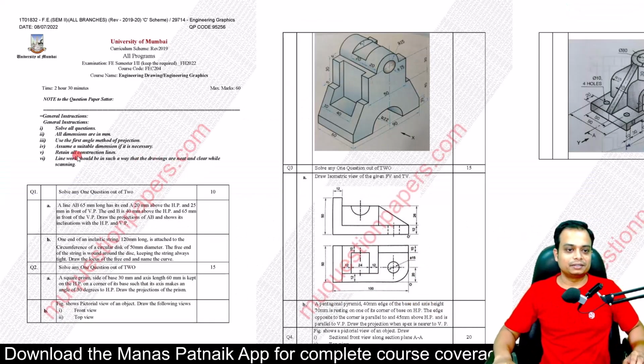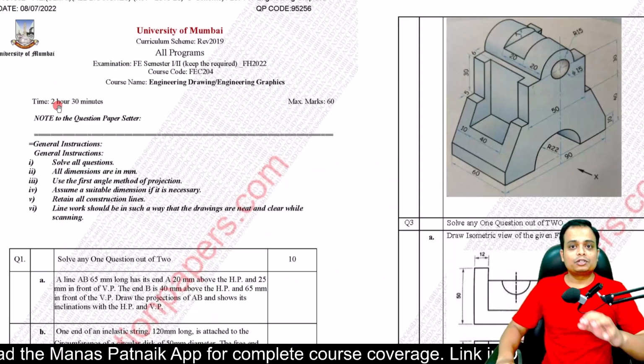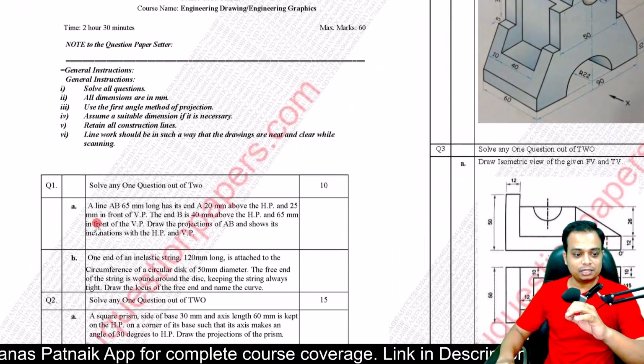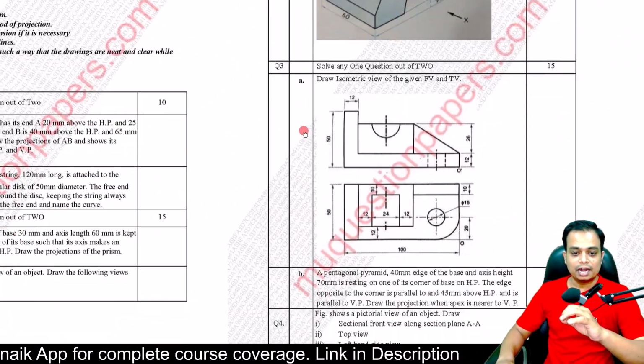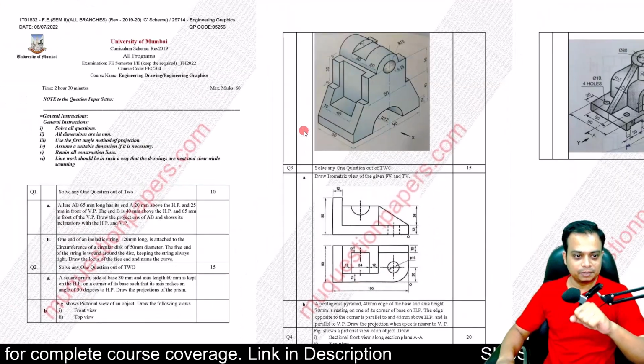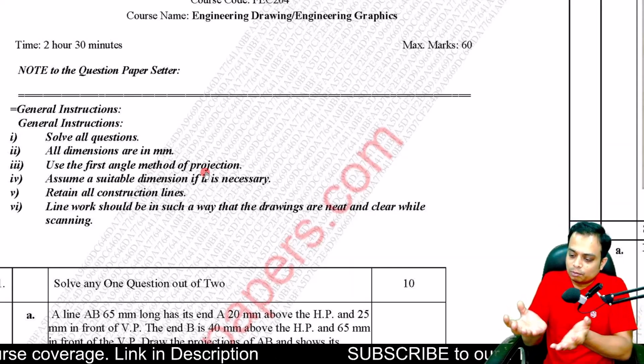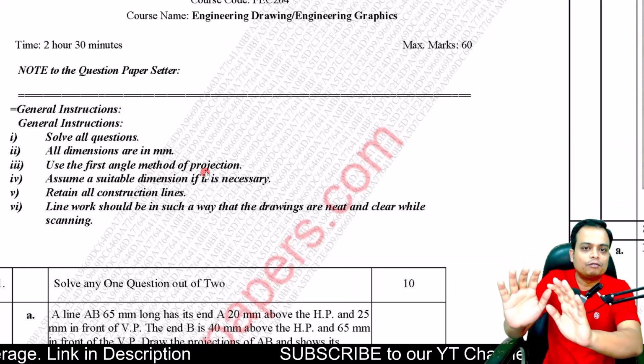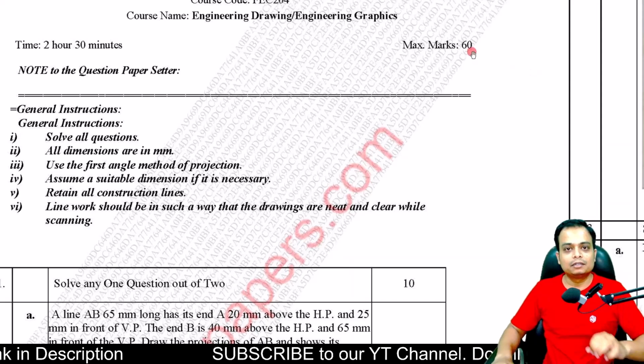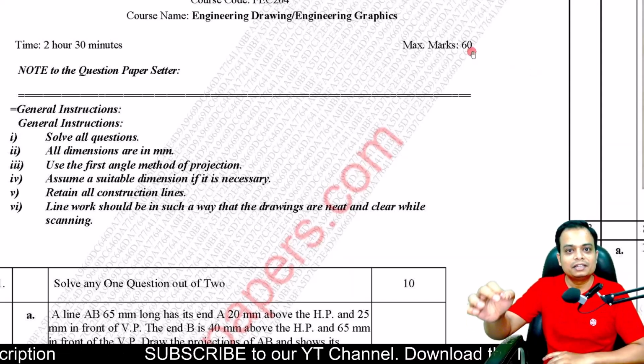Okay, so here it is. As you can see, this question paper has as many as 4 questions or 4 parts, let's say. What you need to follow is the first angle method of projection. That means the object is above HP and in front of VP. Wonderful. Maximum marks 60, and you can get 60 out of 60.